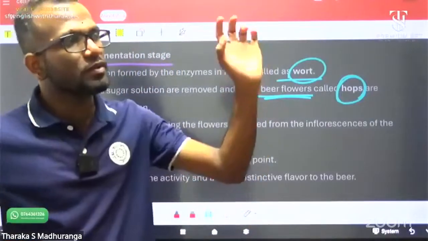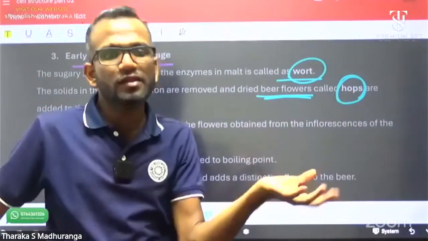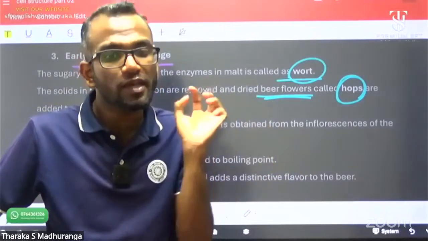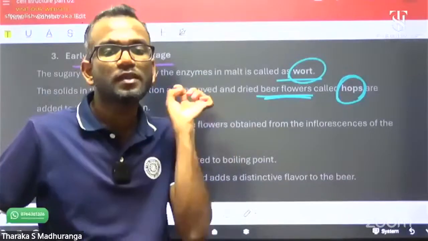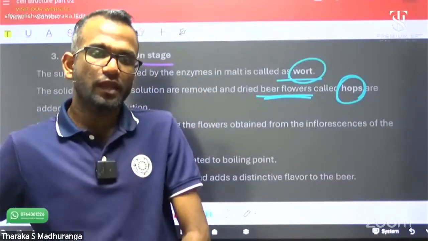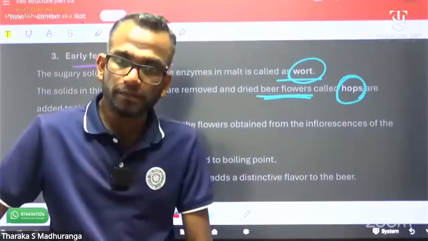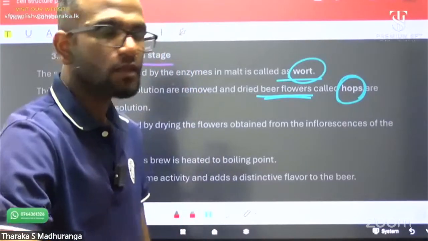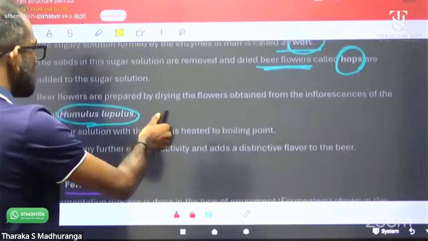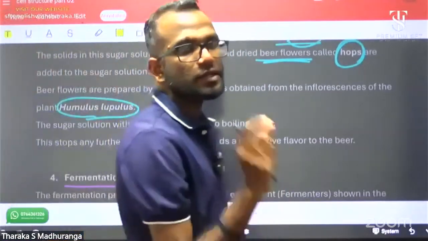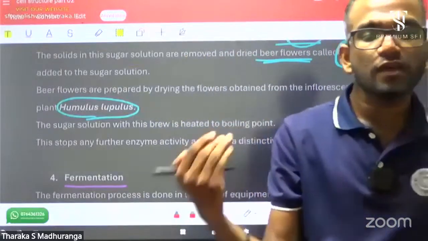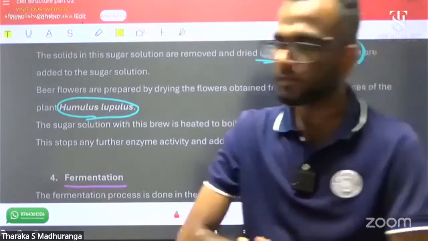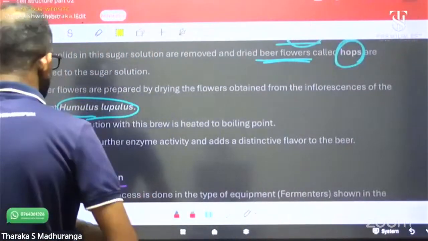Simple, right? Now the malt mixture we call wort. Into this wort mixture, we have to add dried Humulus lupulus, that means the beer flower inflorescence. That we call hops. The characteristic bitter taste comes due to these hops, because we add hops from the Humulus lupulus plant.